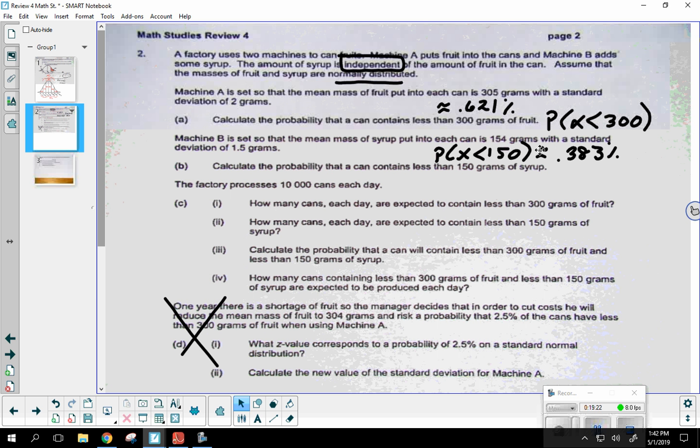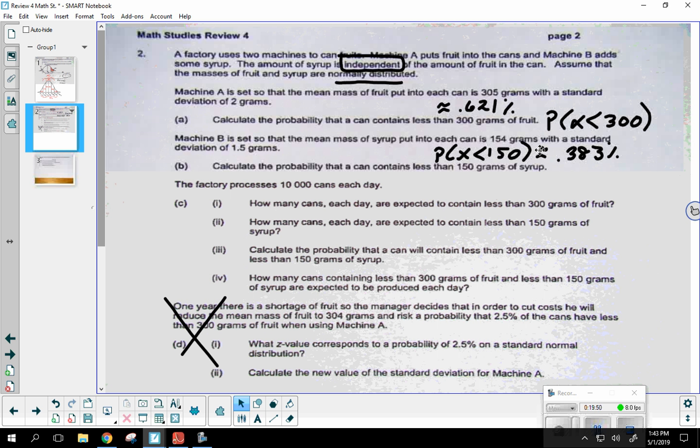The factory processes 10,000 cans each day. How many cans each day are expected to contain less than 300 grams of fruit? How many cans each day are expected to contain less than 150 grams of syrup? Then 3, calculate the probability that a can will contain less than 300 grams of fruit and less than 150 grams of syrup. Here's what I want you to do. Work C1 and C2, or CI and CII, whatever you want to call it.